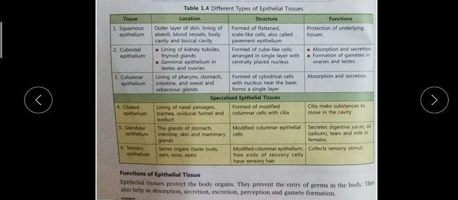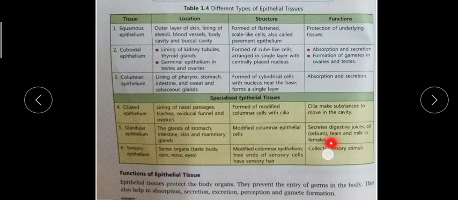Now glandular epithelium, they secrete digestive juice. So in our body we have the stomach, which secretes gastric juice, the intestine, and the pancreas. The pancreas secretes the pancreatic juice. All these juices are secreted by glandular epithelium.